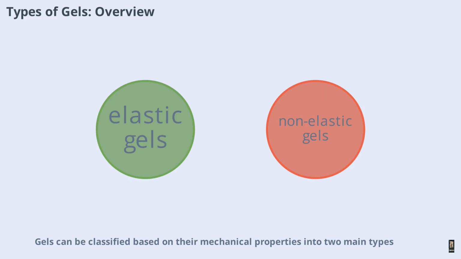Gels can be classified based on their mechanical properties into two main types, elastic gels and non-elastic gels. This classification helps us understand how different gels behave under various conditions. Elastic gels are flexible and can regain their shape after deformation, while non-elastic gels are rigid and do not recover their original form once altered. Let's take a closer look at each type and see how they differ in structure and application.